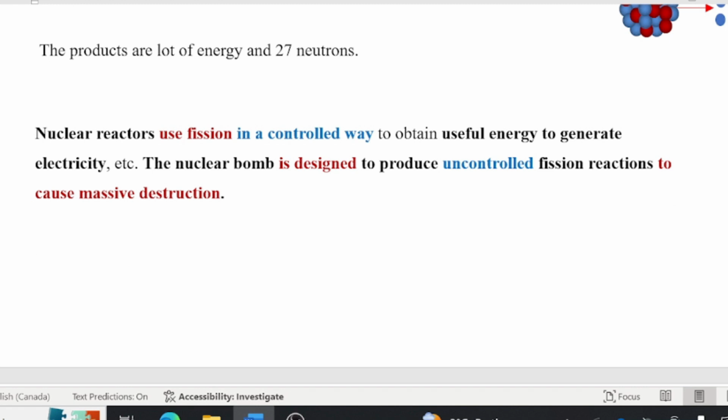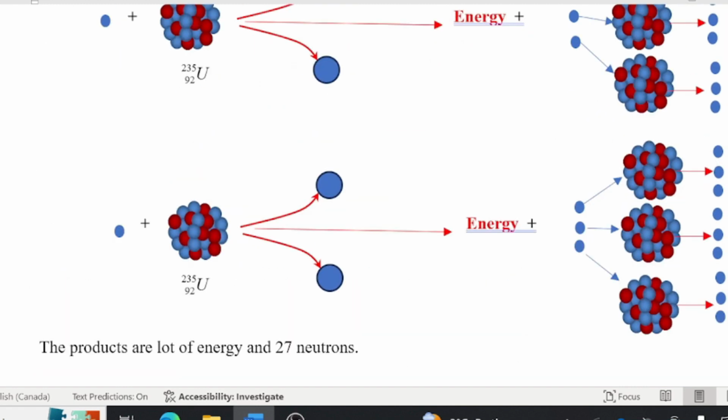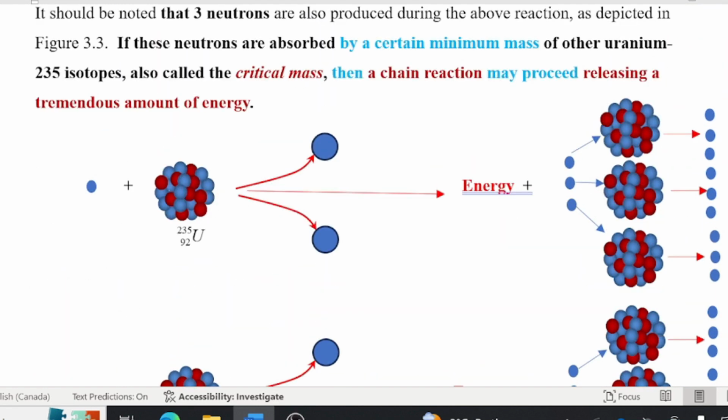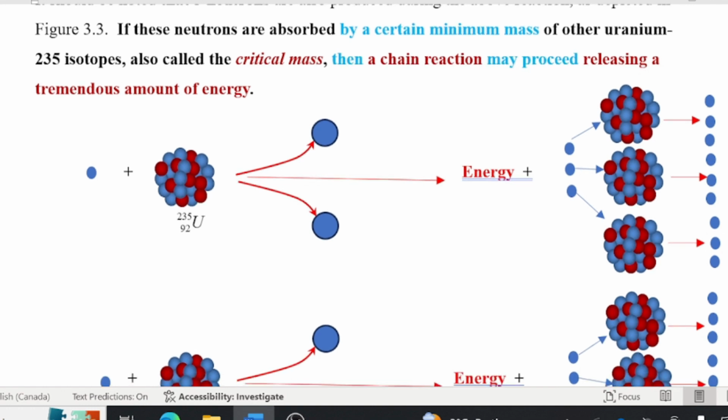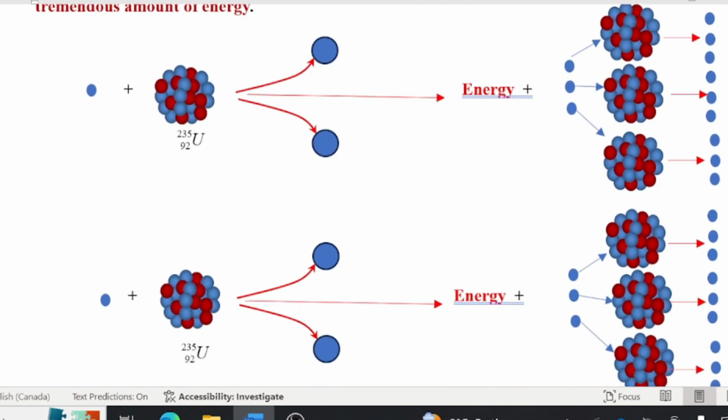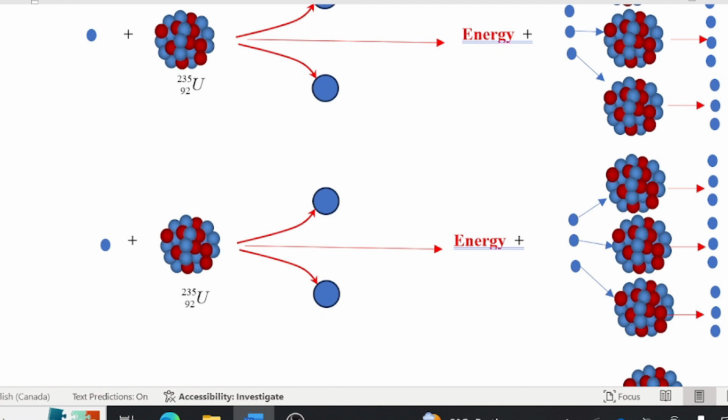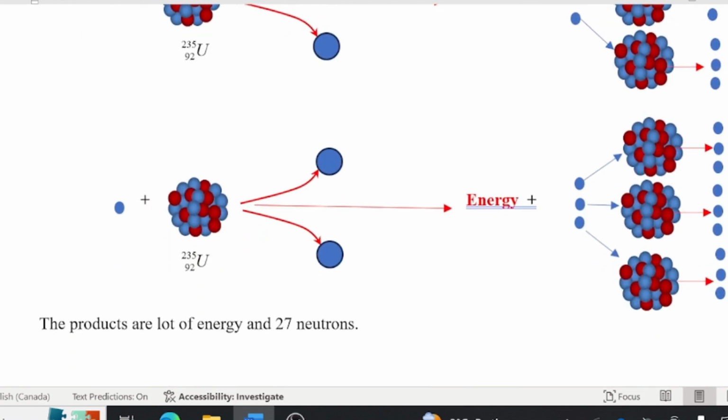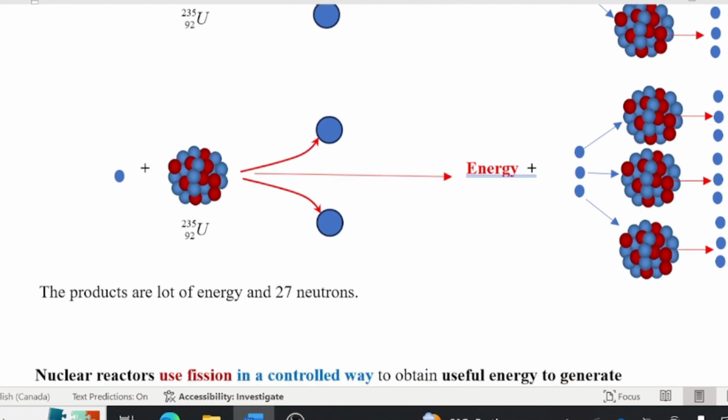So that is nuclear fission, when a huge atom absorbs a neutron, becomes so unstable that it breaks up spontaneously to produce a huge amount of energy and smaller particles, with neutrons being produced. If there's a critical mass present, then all of these neutrons can be absorbed to initiate a chain reaction that produces a tremendous amount of energy.